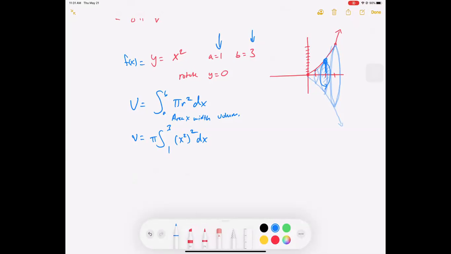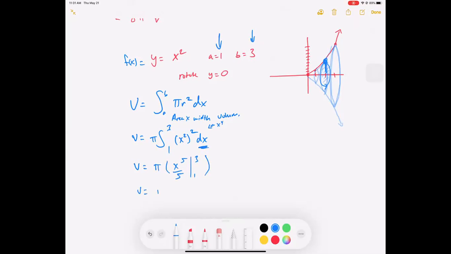Again, we're just adding circles together. Circles with a little bit of width. That gives us volume. So volume is equal to, let's take the integral of x to the 4th. That's x to the 4th. So power rule, x to the 5 over 5 between 1 and 3.